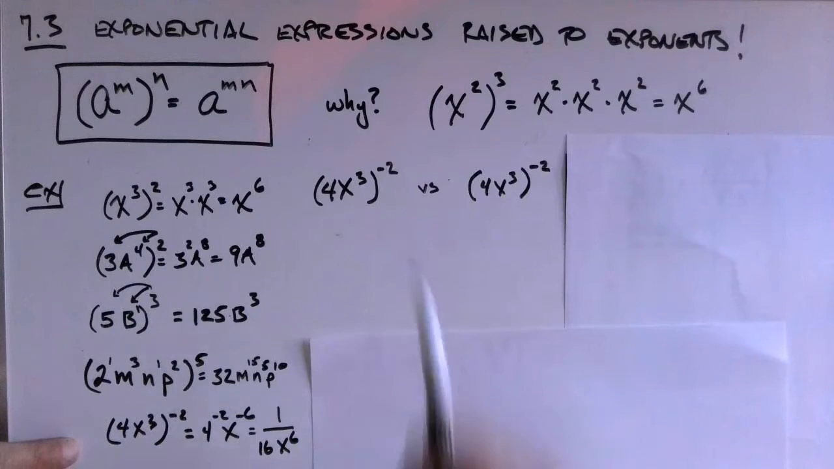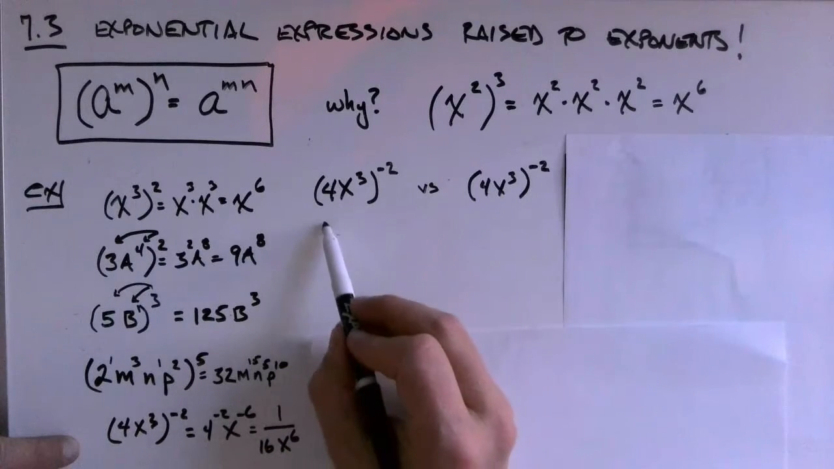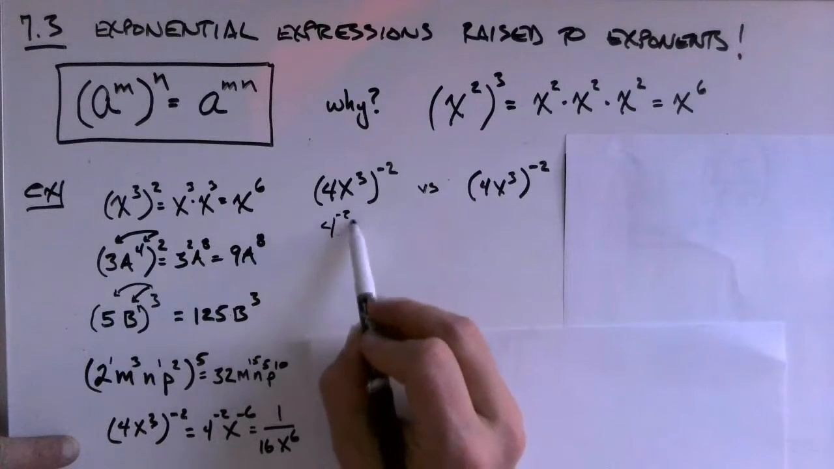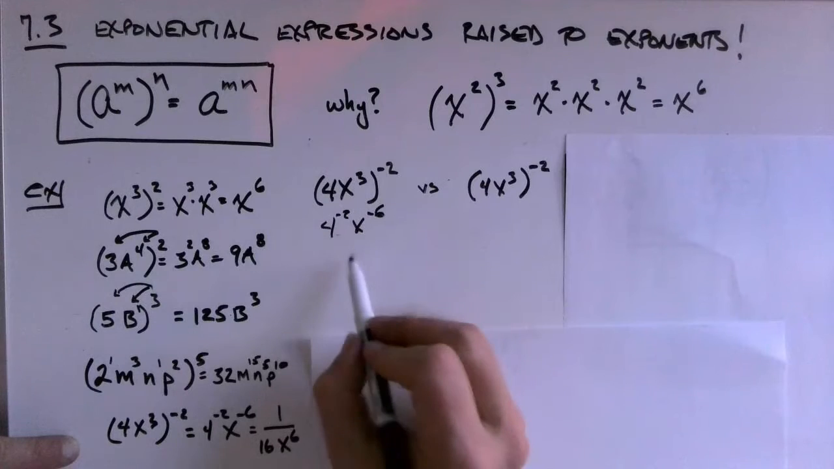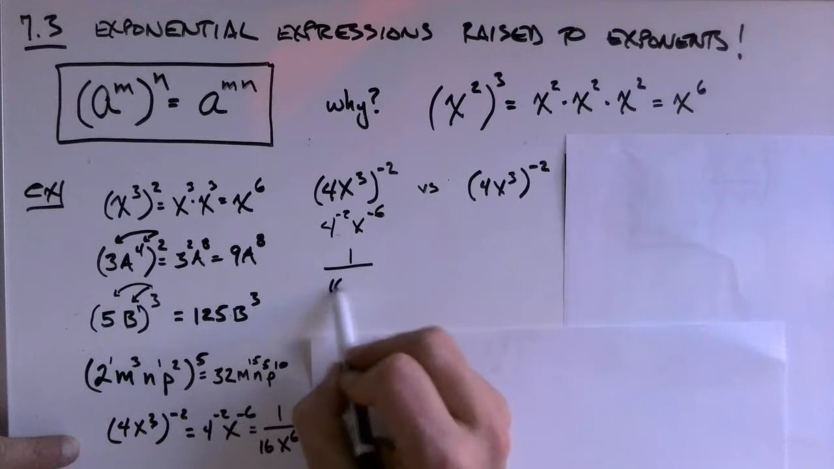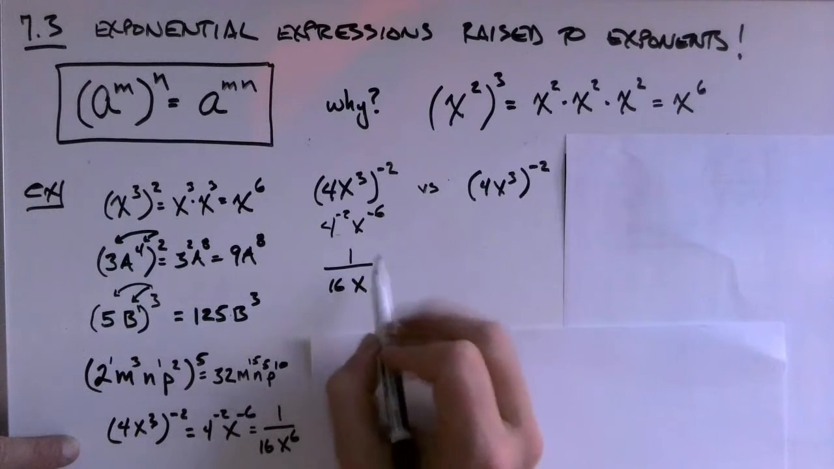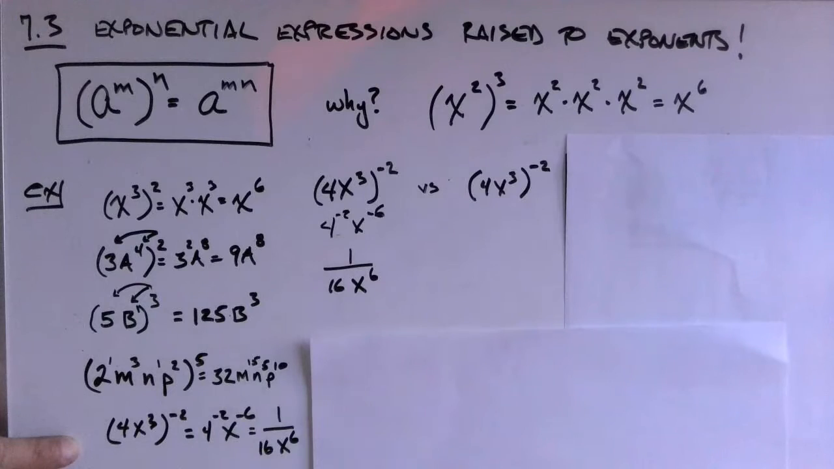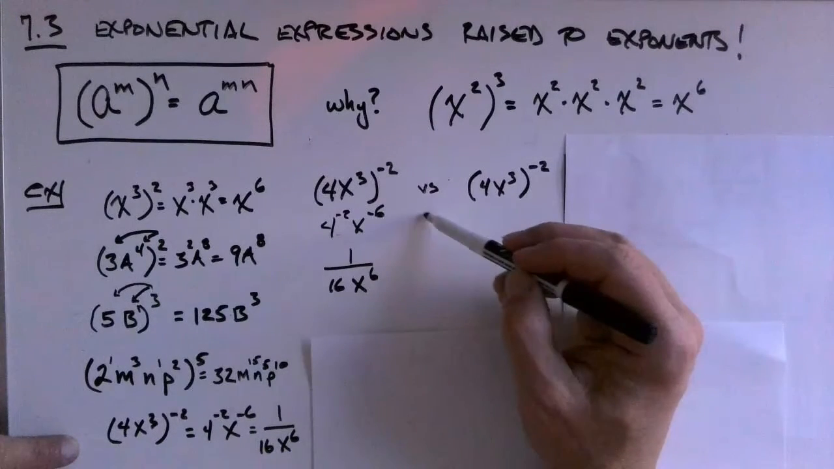It's the same question. And I'm going to say, I'm going to bring this in, and I like saying 4 to the negative 2, x to the negative 6. I then move them, and this becomes 1 over 16, x to the 6th. That is the one approach. But would it be okay to do it a slightly different way? Well, let's take a peek.